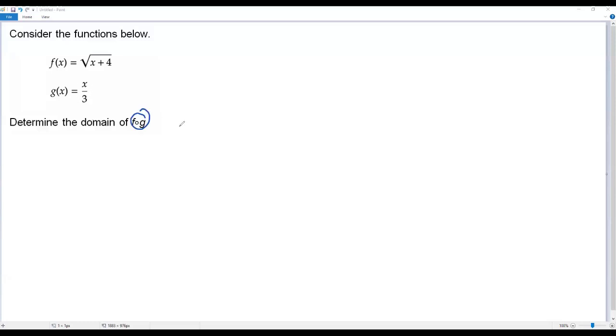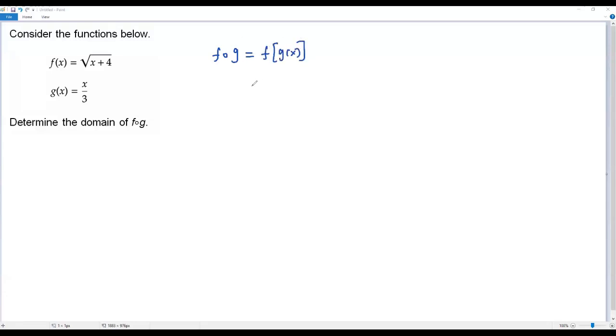So this is a composite function, that is the composition of two functions f and g. To get the domain of a composite function, first we have to find f∘g. That is a composition of two functions. Let me do it. The formula to get f∘g is f(g(x)).